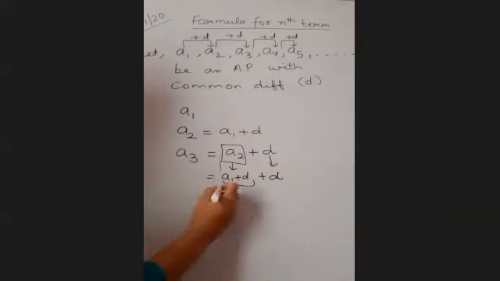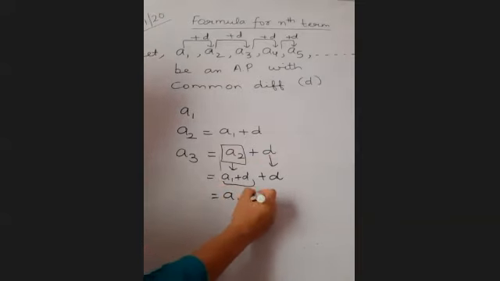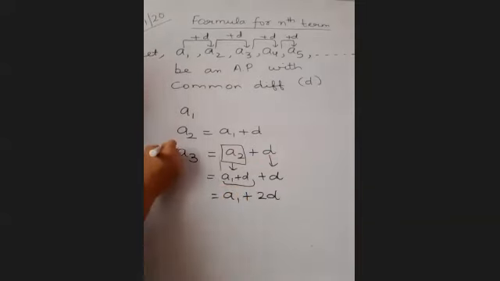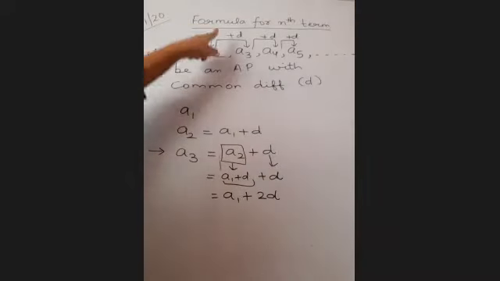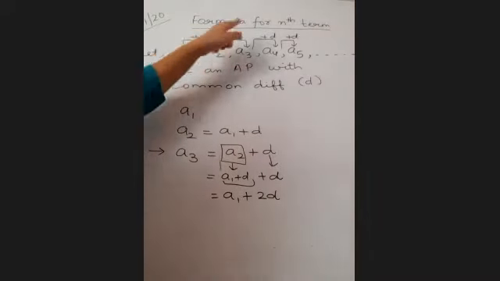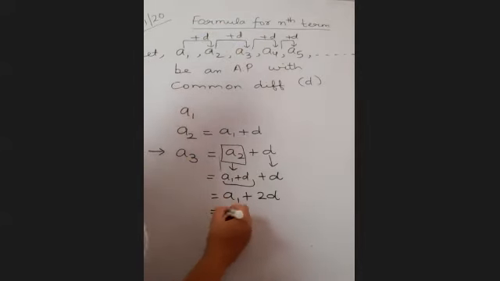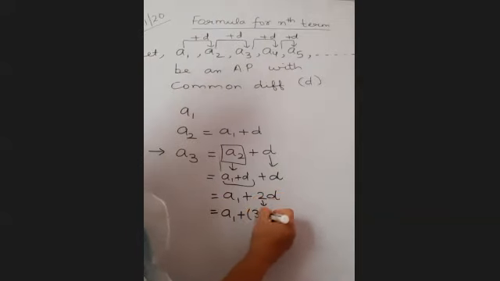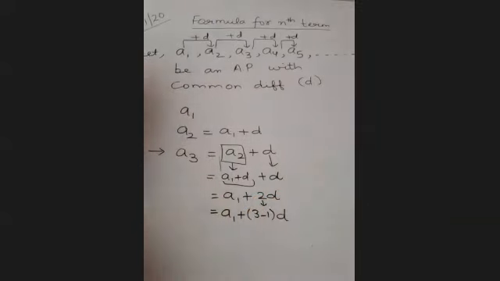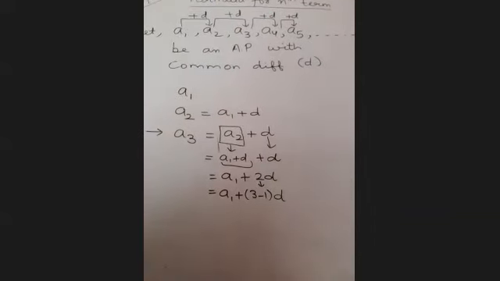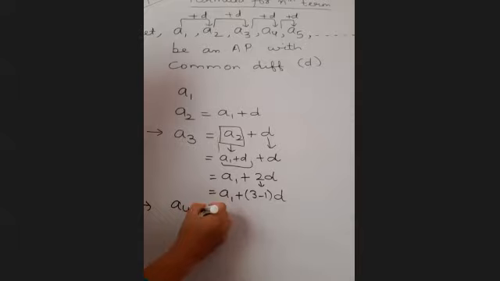So A3 is equal to how many times D? A1 plus 2D. And you can see this directly from here also, that 2 times the jump will give you A3. Now likewise, can I write it as A1 plus, in place of 2, 3 minus 1 times D? Can you see that? Likewise, A4 is A3 plus D.